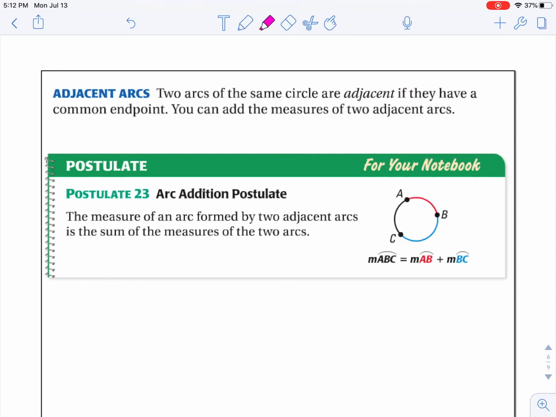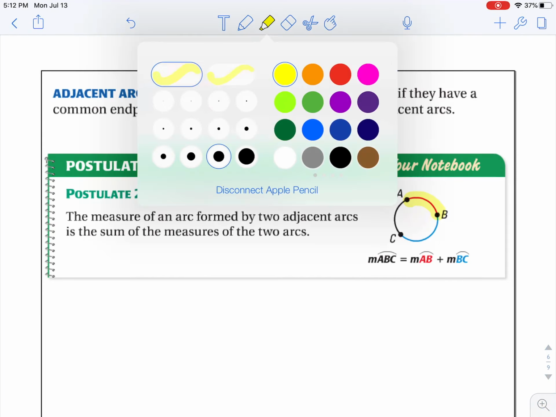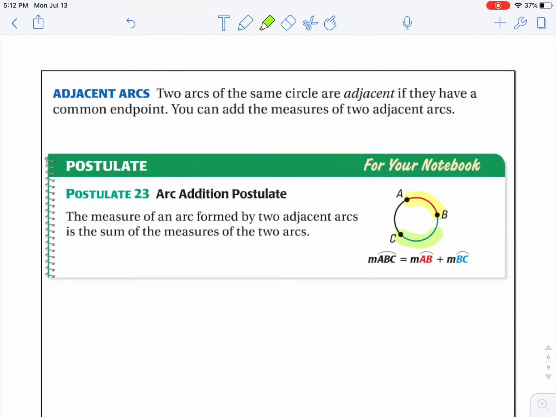There's a postulate that goes with this, and it talks about adjacent arcs. Just like adjacent angles share a common side, arcs are adjacent if they have a common endpoint. And if that's true, you can add the measures of the two adjacent arcs. If we take a look at arc AB and arc CB, those are adjacent arcs. Arc AB and BC are adjacent.